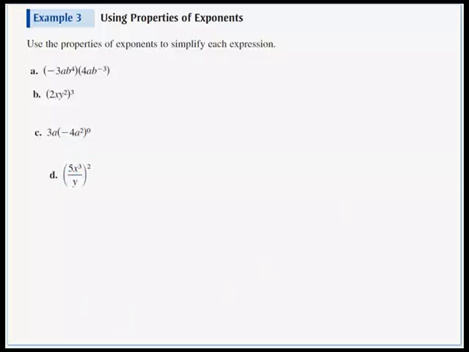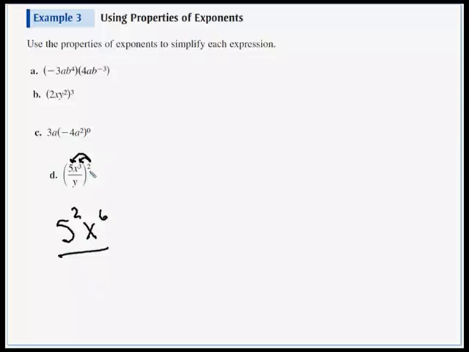Letter D. We have a rational expression raised to a second power. So let's distribute that second power through the numerator first. Across the numerator, we're going to have a 5 to the second power. And then we have our term x. We distribute to that x to the third. Multiply the 3 times the 2. That is now x to the sixth.